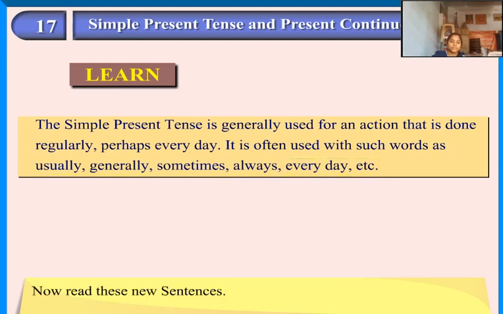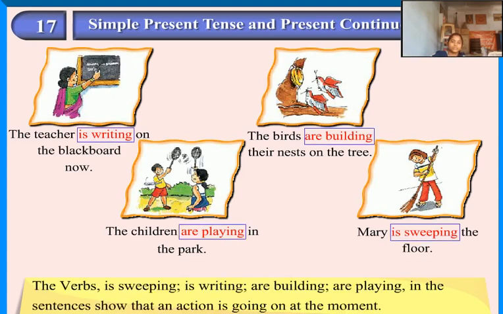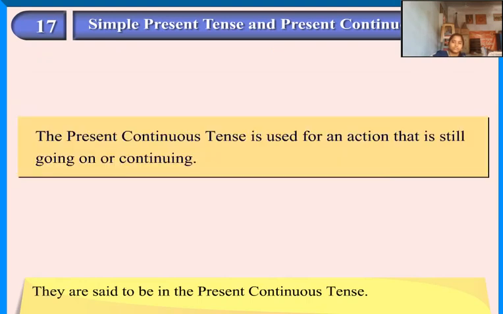Now read these new sentences. The teacher is writing on the blackboard now. The birds are building their nests on the tree. The children are playing in the park. Mary is sweeping the floor. The verbs is sweeping, is writing, are building, are playing in the sentences show that an action is going on at the moment. They are said to be in the present continuous tense. The present continuous tense is used for an action that is still going on or continuing.